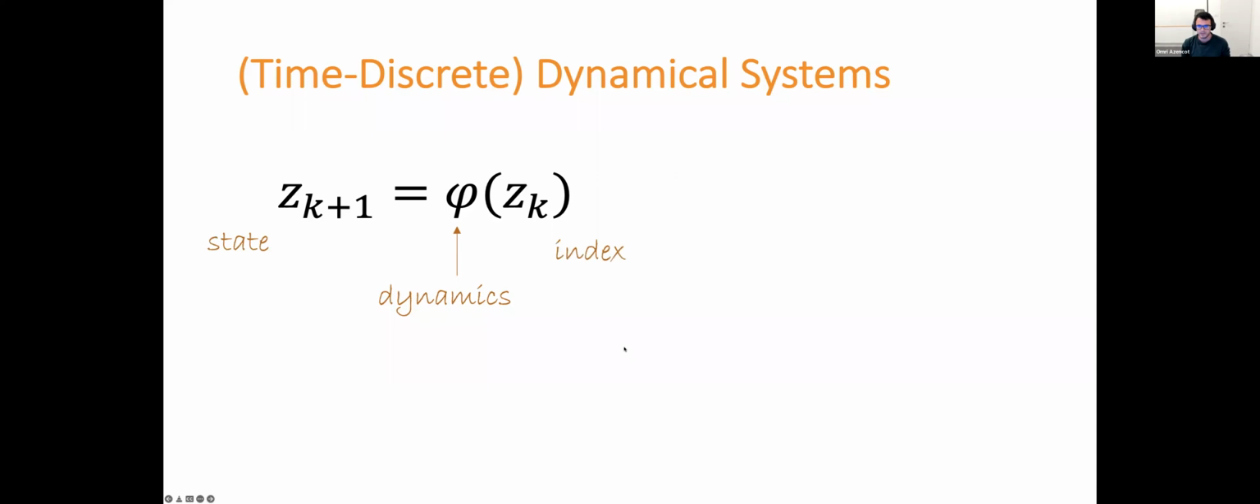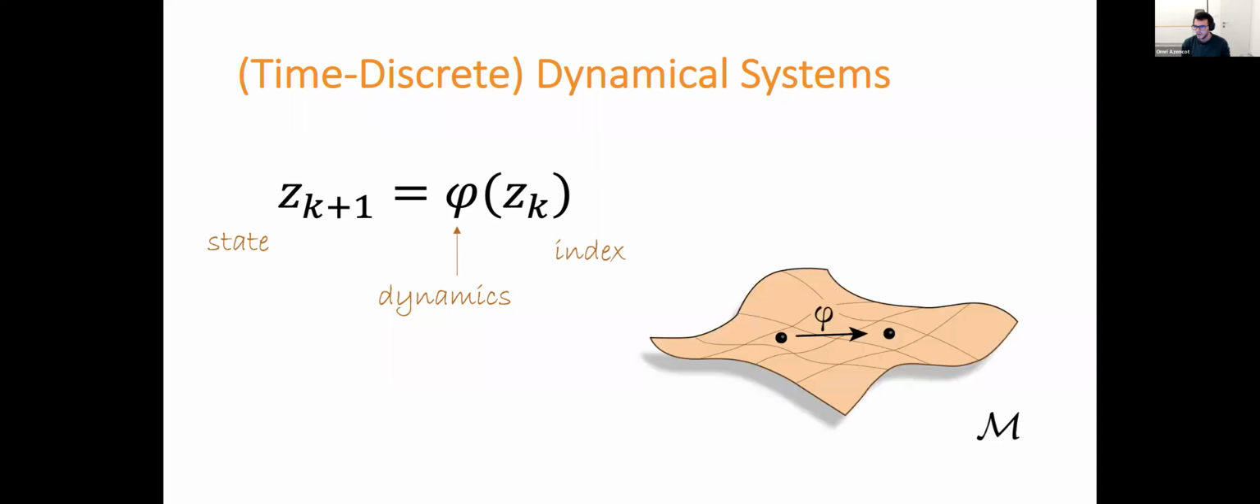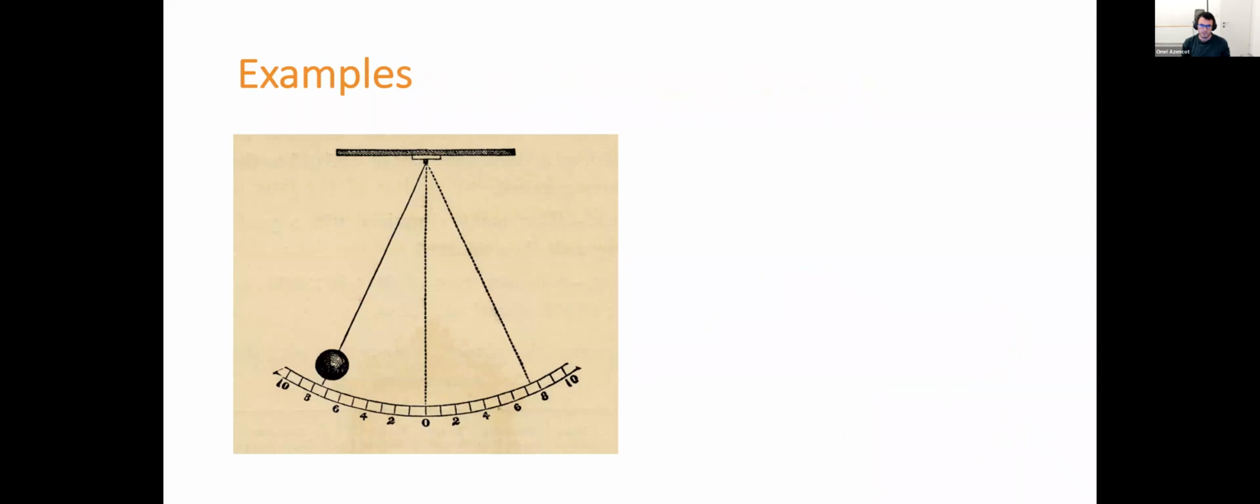Yeah, okay, let's see. So yes, z_k is the state, k is the index. And just to give an illustration, we assume to have some domain manifold represented by M, and you can assume that particles are running on this manifold, and they are pushed by this dynamics phi. Just to give two very basic standard examples, the motion of the pendulum is a very basic example that people typically use to illustrate and show basic properties of dynamical systems.